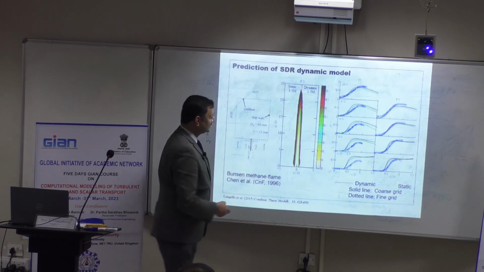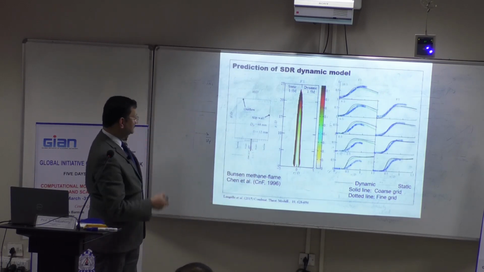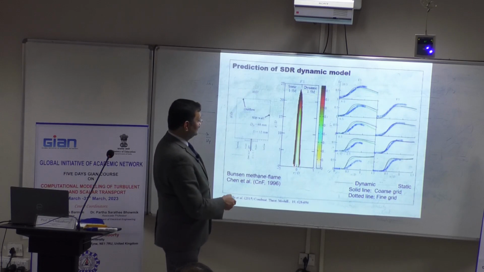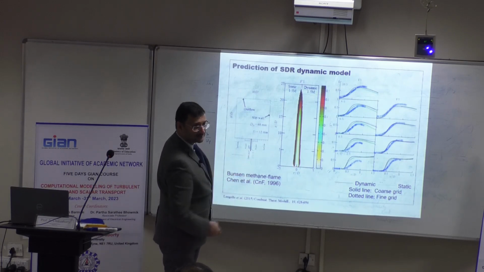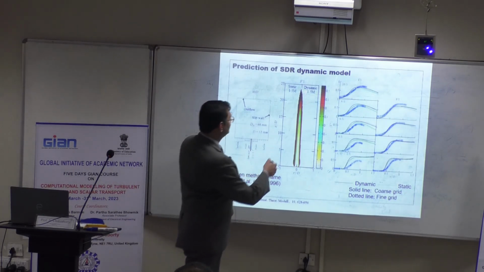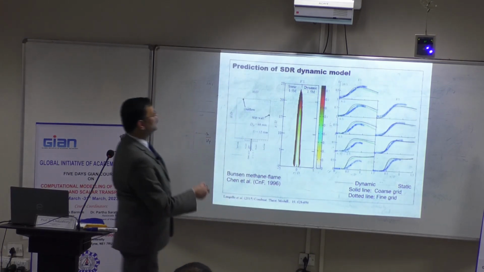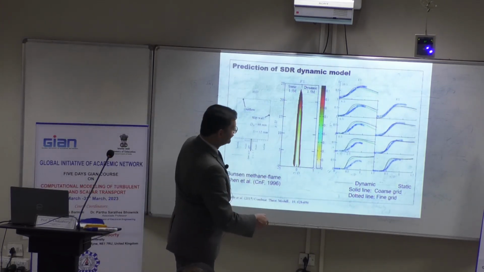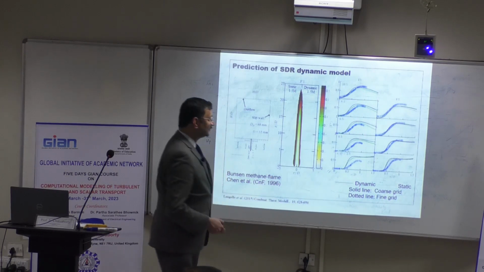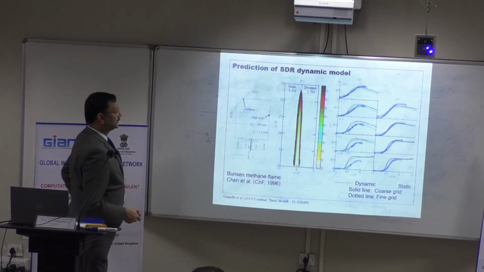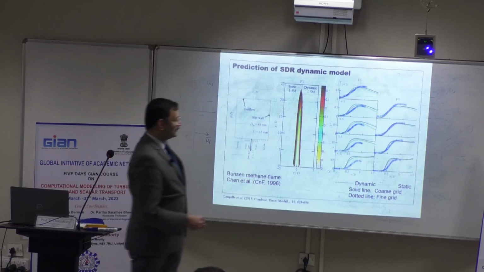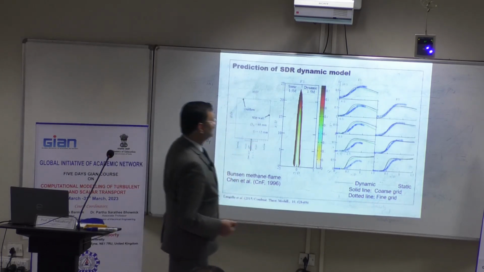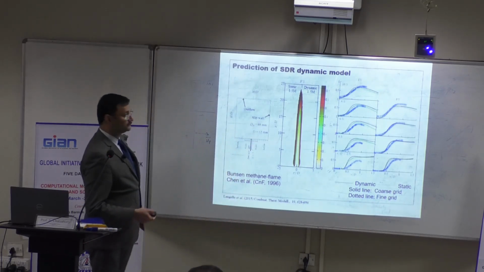This side, this is a kind of a jet flame, Bunsen methane flame. This side with the static version of the model with static model coefficients. This is the dynamic model with 1.5 million grid points. You can see corresponding predictions. Solid line is for coarse grid, dotted line for fine grid.